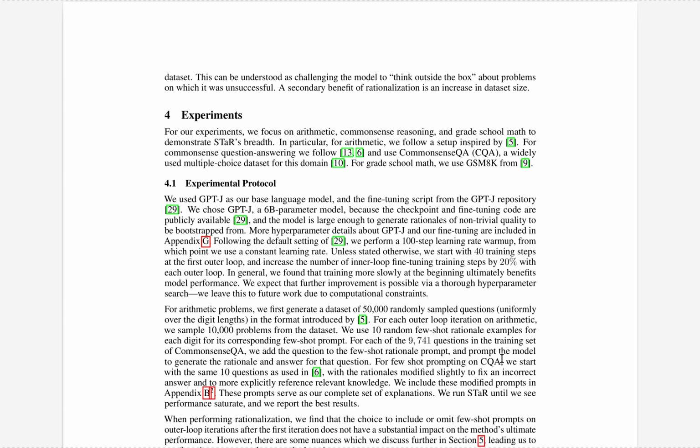Following the default setting of 29, we perform a 100-step learning rate warm-up, from which point we use a constant learning rate. Unless stated otherwise, we start with 40 training steps at the first outer loop and increase the number of inner loop fine-tuning steps by 20% in each outer loop. In general, we found that training more slowly at the beginning ultimately benefits model performance. We expect that further improvement is possible via a thorough hyperparameter search. We leave this to future work due to computational constraints.